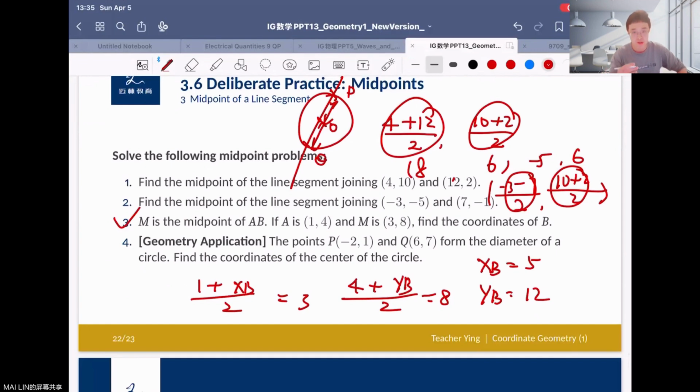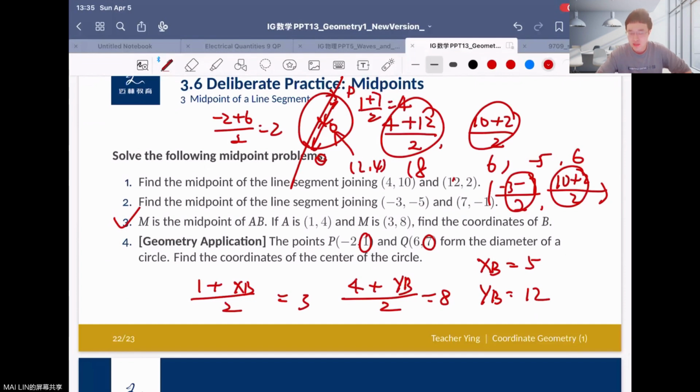Okay, so here you can just choose the middle value. Like first you add negative 2 plus 6. Okay, this value over 2, negative 2 plus 6 over 2 equals 2, right? And another is 1 plus 7 over 2, right? 8 over 2 equals 4, right? So the midpoint here equals 2, 4, okay? So that is the coordinate of the central point, okay?